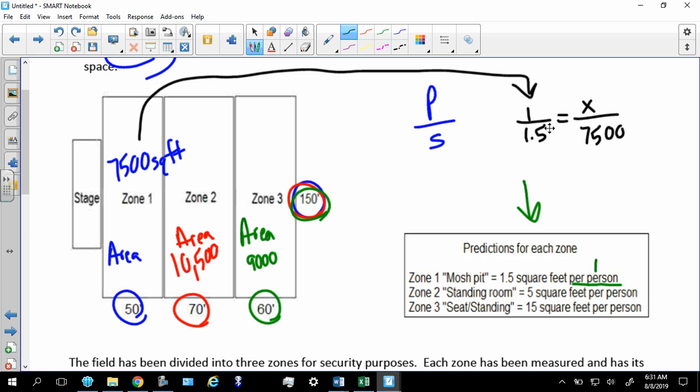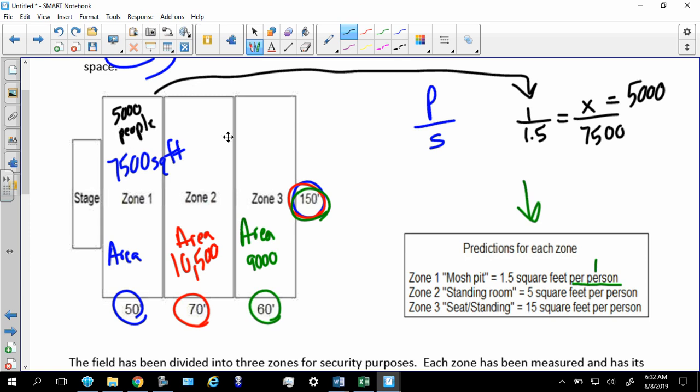And so when we do that, X ends up being 5,000. So 5,000 people will fit in area 1. So let me see if I can get some number right here. So area number 1 is going to be 5,000 people. That is a huge amount of people for an elementary school play. All right. So 5,000 people.